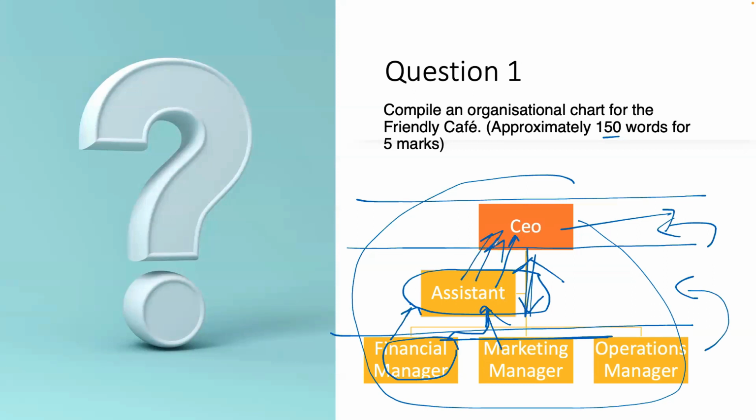Remember, in the first assessment, we had to look for a secretary. So the secretary would report to the CEO. That doesn't make the secretary or the assistant at a higher level than the operations manager. That's why these lines, which we call span of control, are so important.